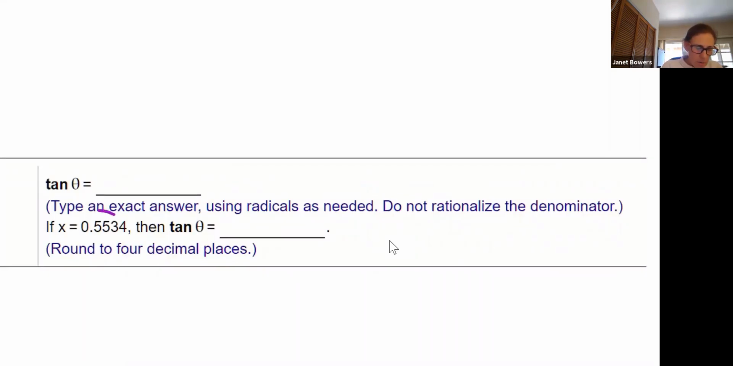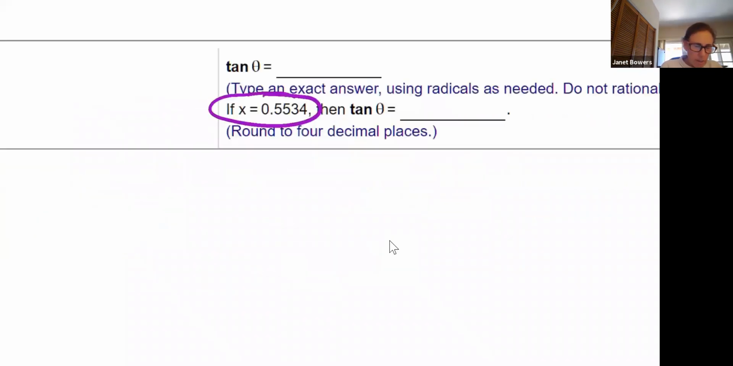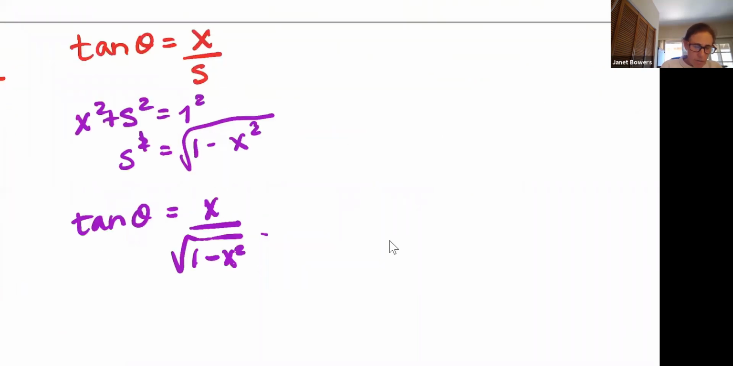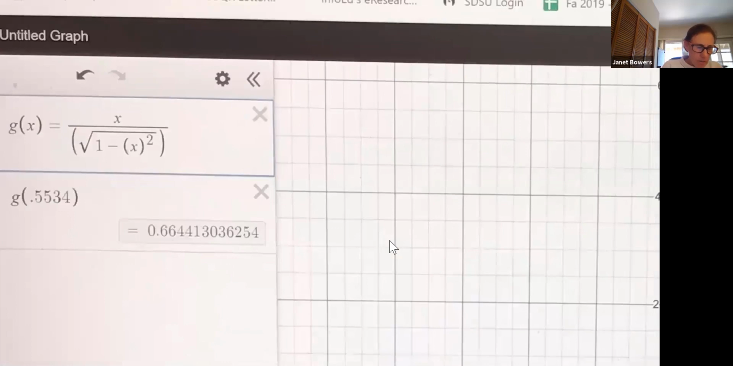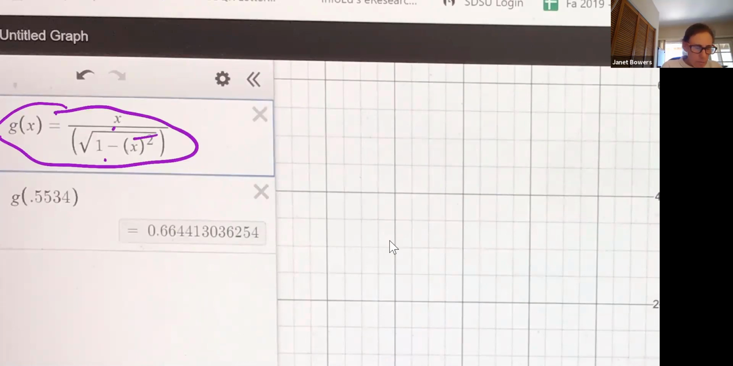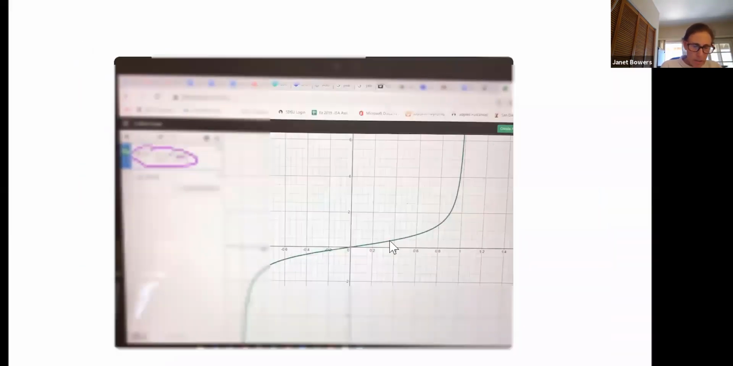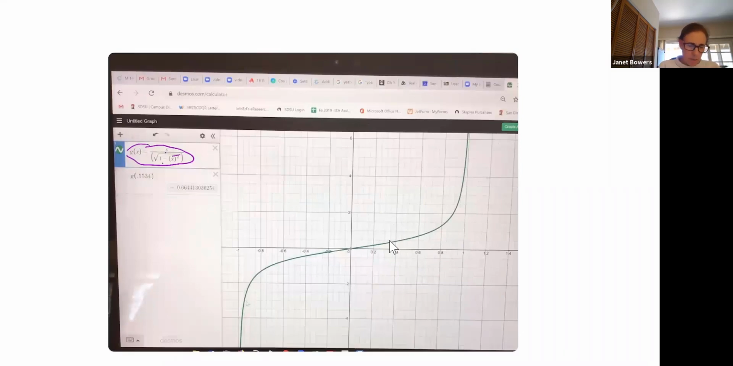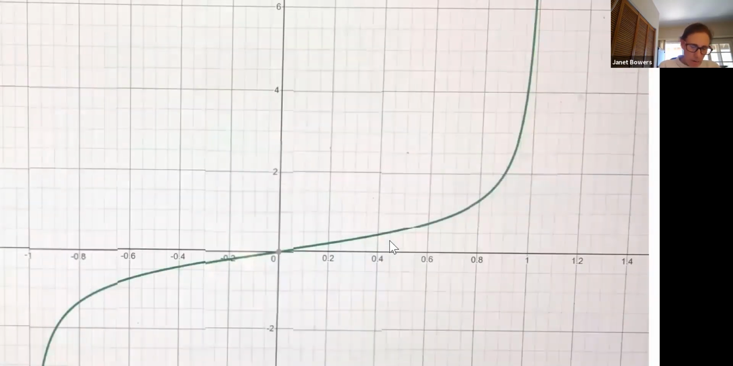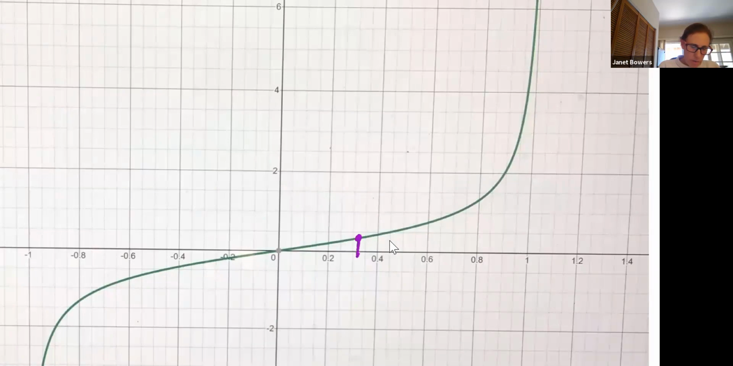The second part is you want to stick in this value here, 0.5534, into that. So if I put 0.5534 into that, I just use Desmos once again. Here's my function, g of x is equal to x divided by the square root of 1 minus x squared. And so g of 0.5534 is 0.6644. And you can see this is what the function looks like, kind of an S shape here, a backwards S, I guess. And so at about 0.55, it's right about there.